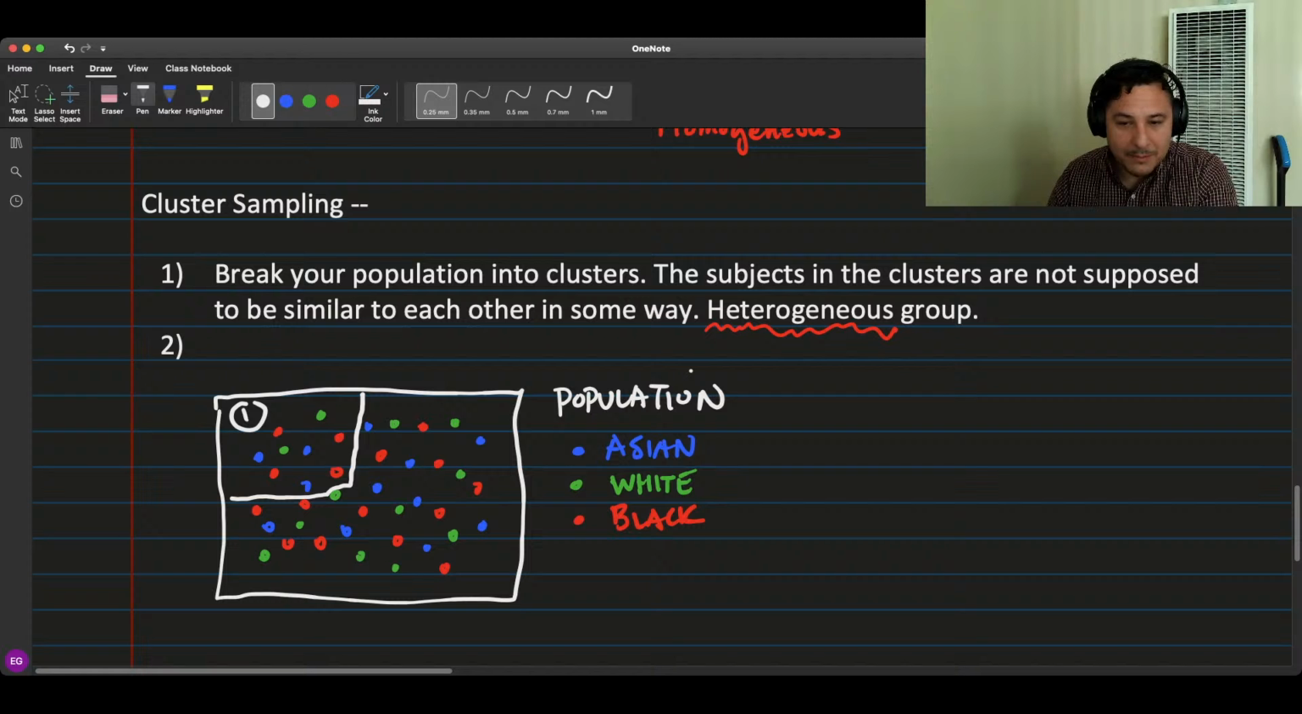So you would just break up the region by doing something like that. You could call this cluster 2. And then, I don't know, this one would be cluster 3. And that one would be cluster 4.